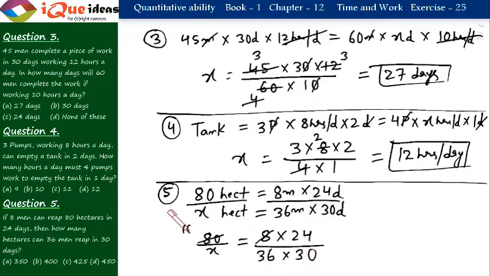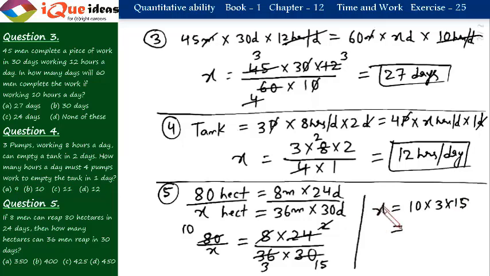Let's see, 8 cancels 80 10 times. Now 12 cancels 24 2 times. 12 cancels 36 3 times. 2 cancels 30 15 times. So from here we get X equal to 10 into 3 into 15. So it comes to 450 hectares, right? So the answer of the question is 450 hectares. Okay.